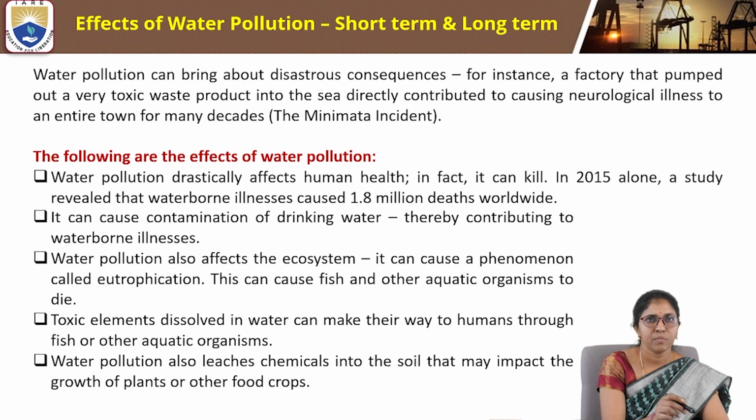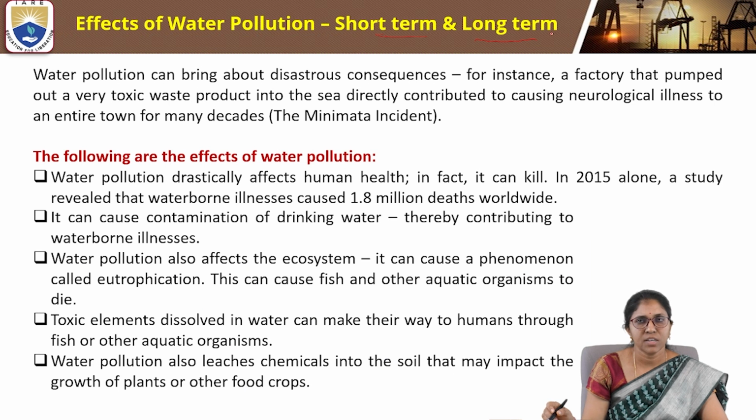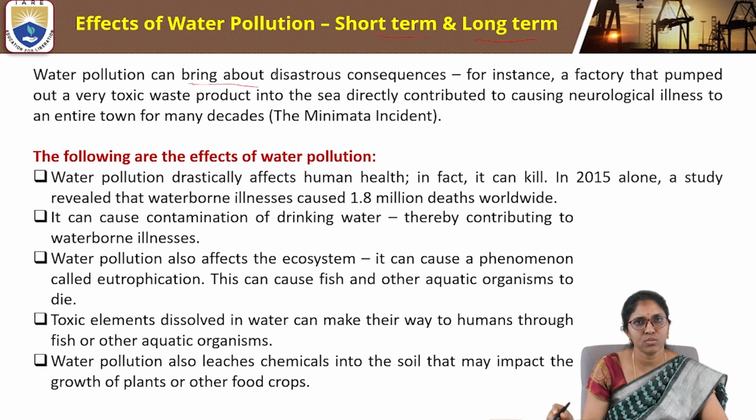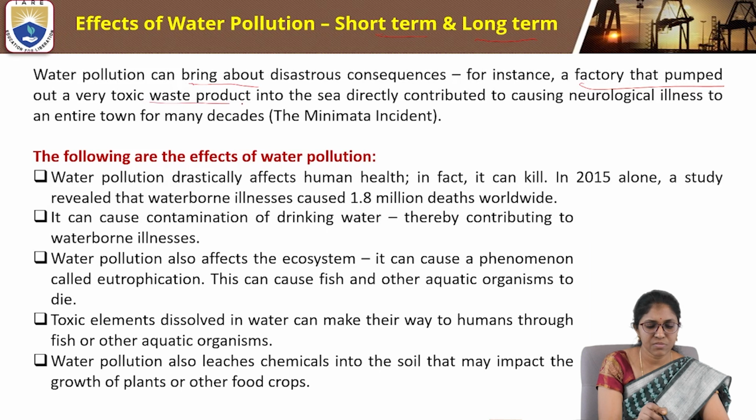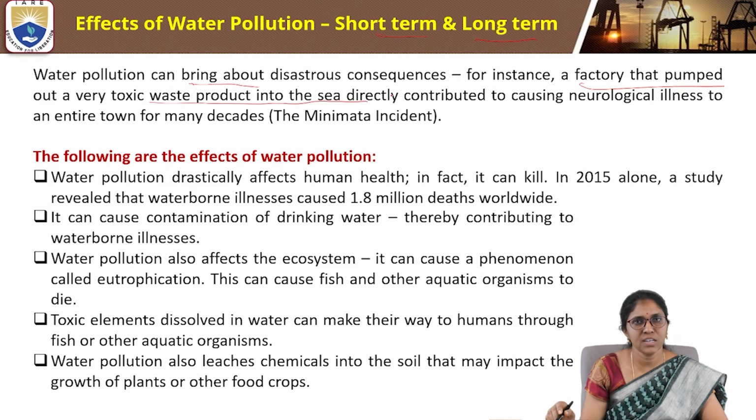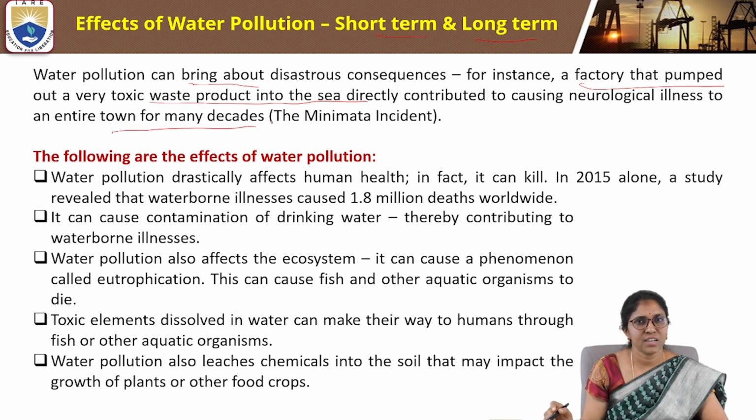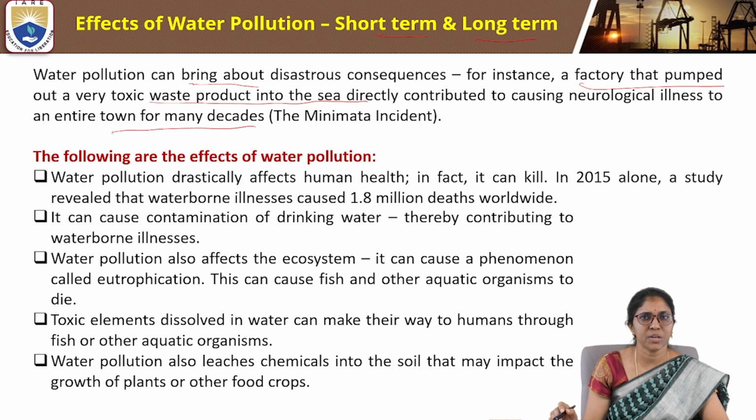Water pollution has short term and long term effects, and it can bring about disastrous consequences. For instance, a factory that pumped a very toxic waste product into the sea directly contributed to causing neurological illness to an entire town for many decades. This is the example of the Minamata incident.